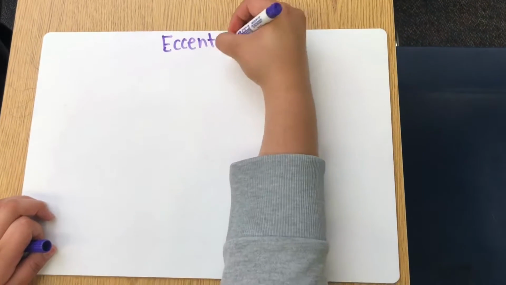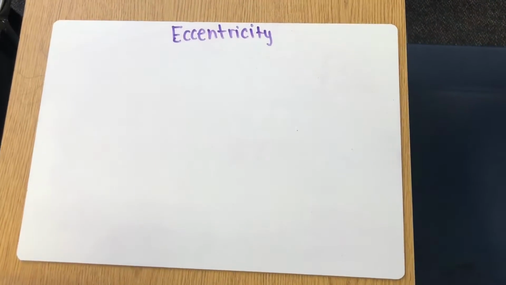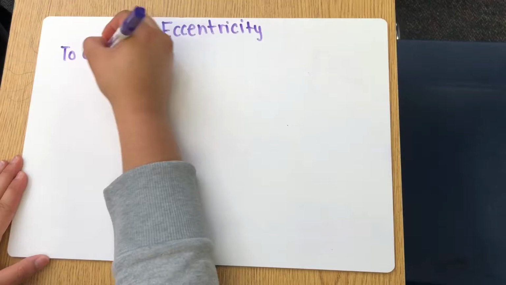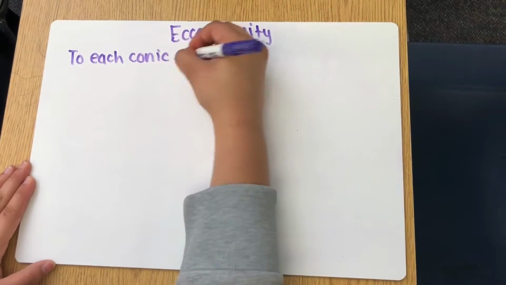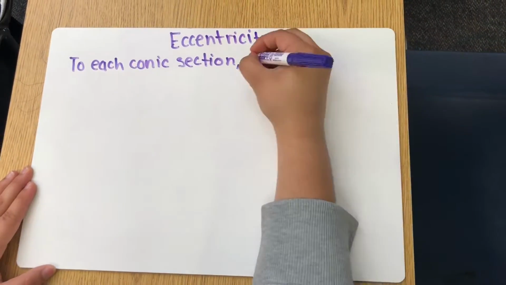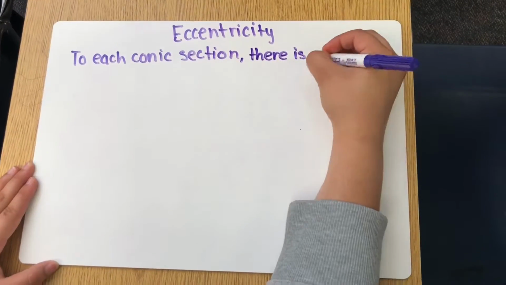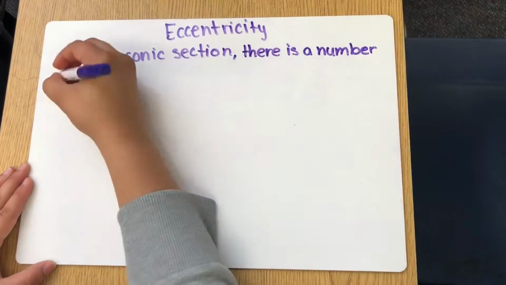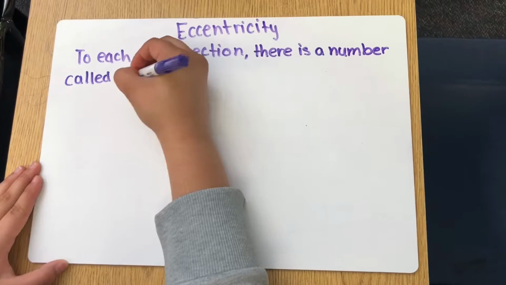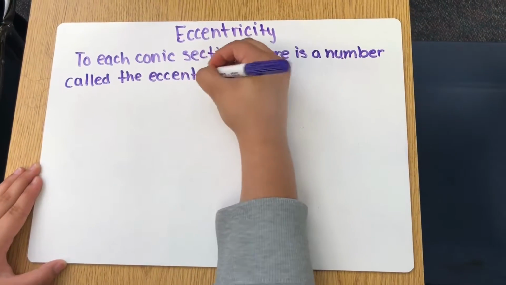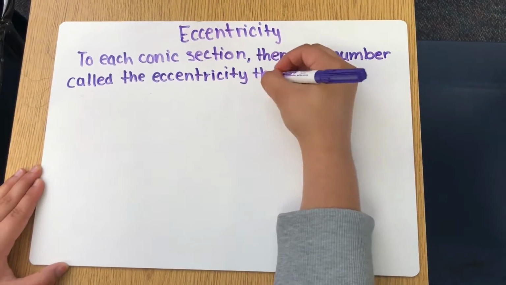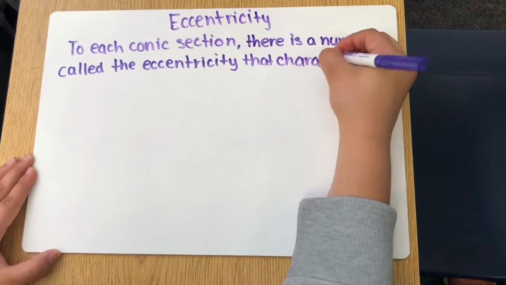The last one is eccentricity. To each conic section there is a number called the eccentricity that characterizes the shape of the curve. For example, a circle has an eccentricity of 0, an ellipse has it between 0 and 1, a parabola is 1, and a hyperbola has an eccentricity greater than 1.